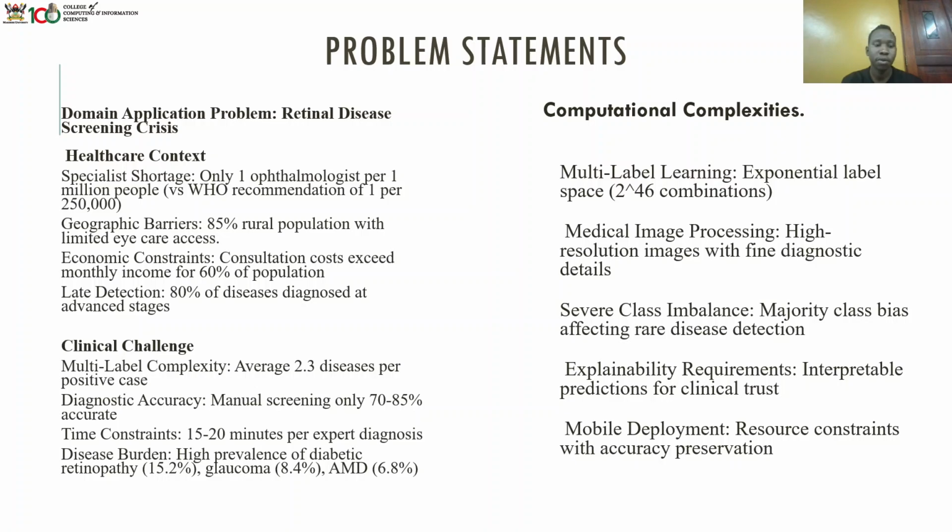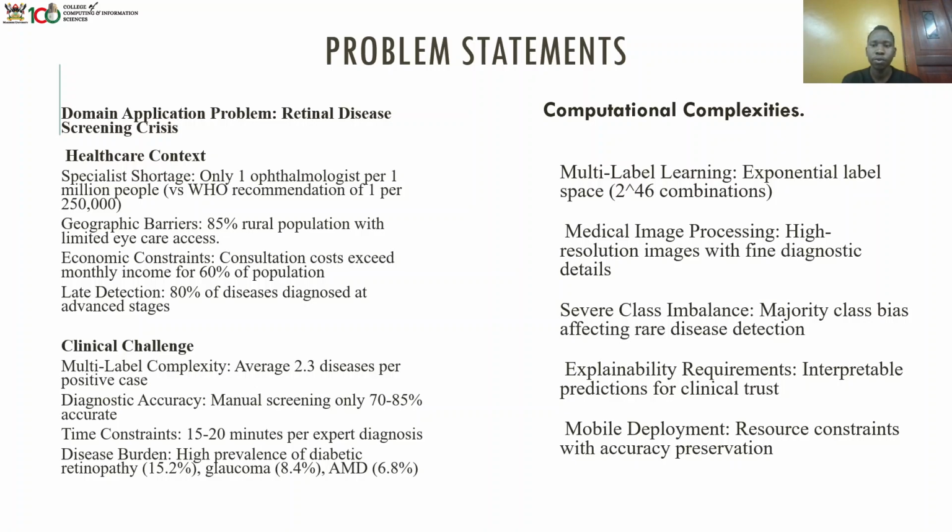So here is our major issue and why we are resolving it: we are introducing something that is going to allow us to reach out to rural areas and increase the speed of working with the retinal AI. The clinical challenge is multi-level complexity, with an average of 2.3 diseases per positive case, and diagnosis accuracy in manual screening of only 70 to 80%, with time constraints of 5 to 20 minutes per expert diagnosis.